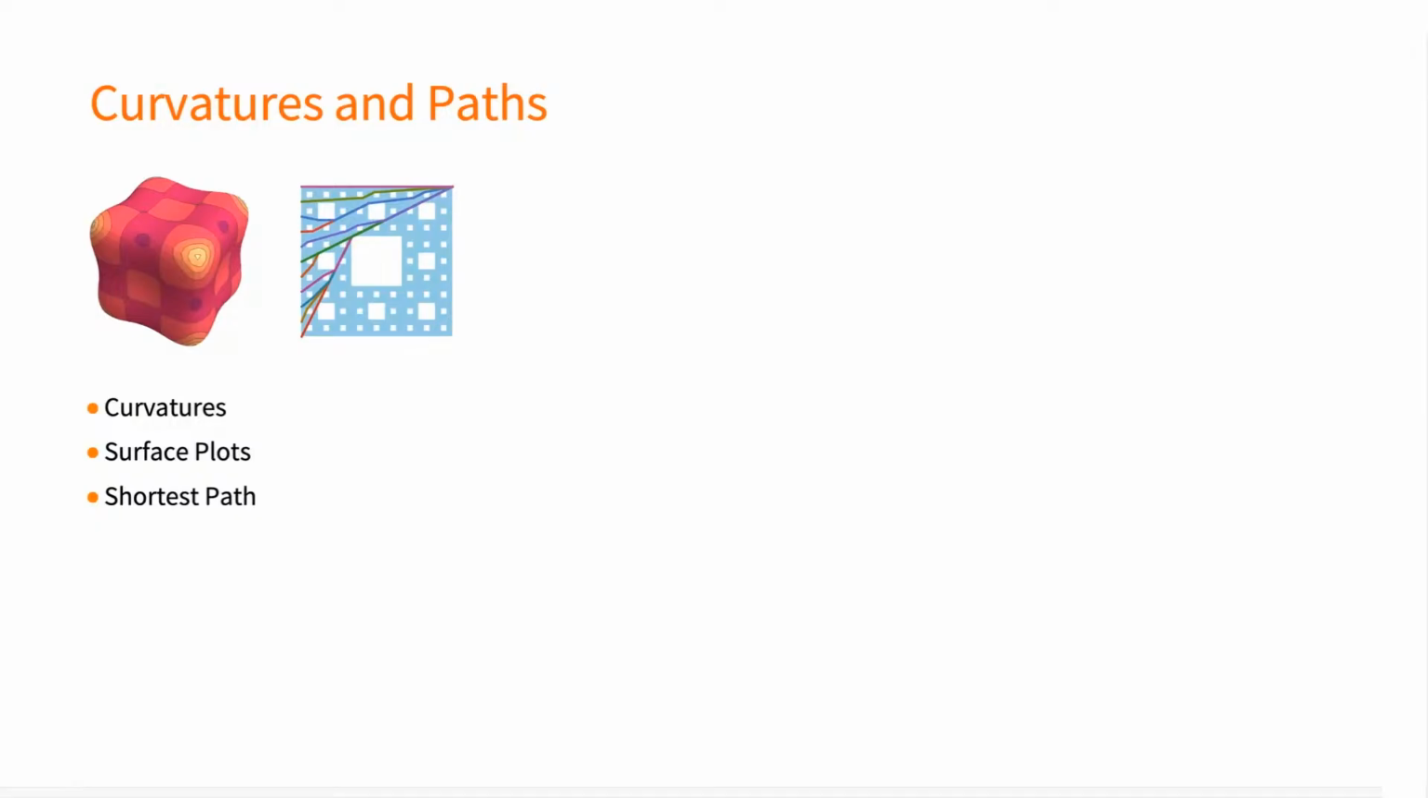That concludes our overview of geometry. Let's now move on to new features that are being added, such as curvatures and paths. Here we're going to go over some new functions for calculating different types of curvatures on regions. We're going to look at some surface plots that let you visualize these, among other things. And we're going to look at some shortest path calculations within a region.